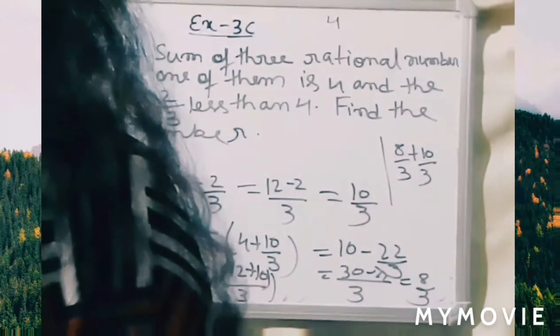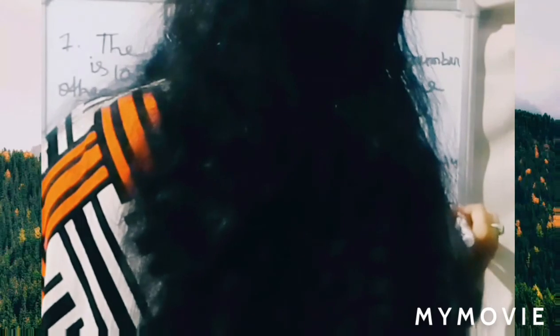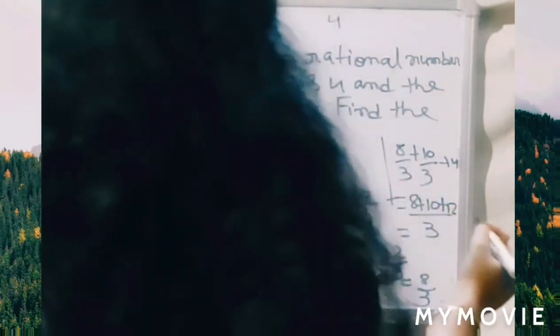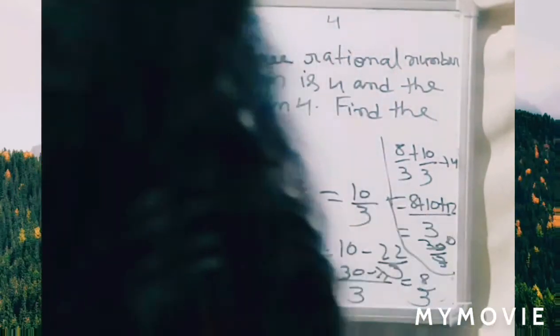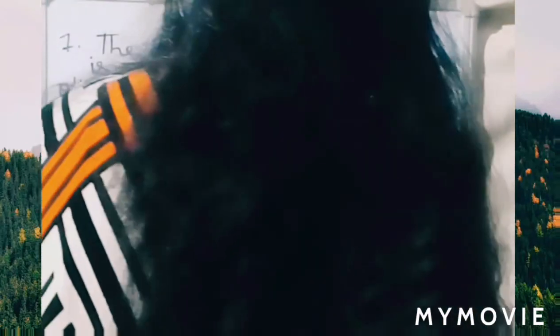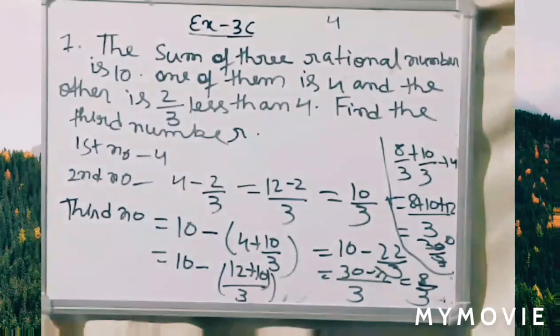Next is 4. Now you see, the LCM is 3. 8 plus 10 is 18. 4 threes are 12. So 18 plus 12 is 30. 30 by 3, we are getting the number 10. Therefore your answer is correct. So the other number is 8 by 3. Please take the screenshot and write. I am trying to do the sum very simply.